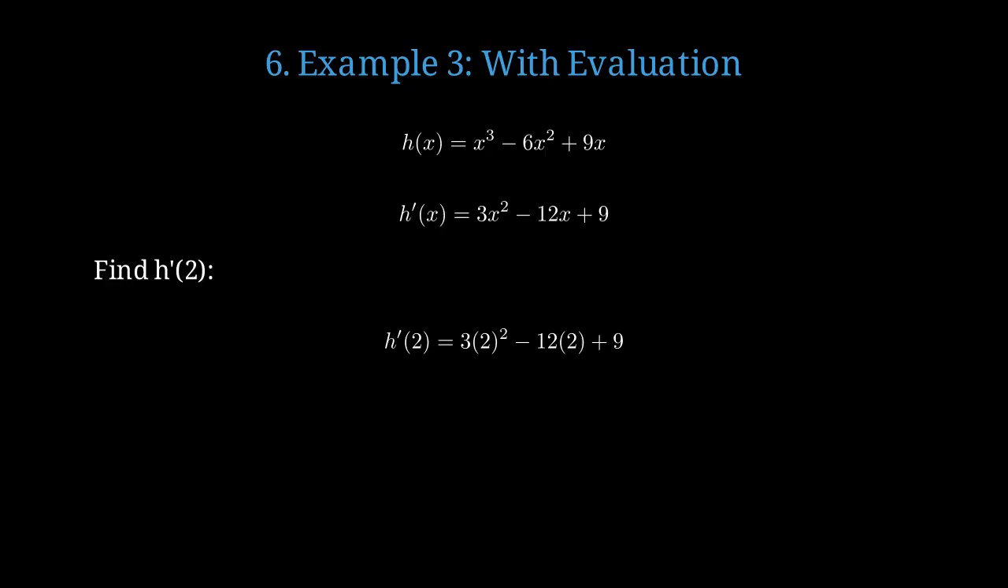Substituting 2 for x, we get 3 times 2 squared minus 12 times 2 plus 9. This simplifies to 3 times 4 minus 24 plus 9, which equals 12 minus 24 plus 9, giving us negative 3. Let's look at some special cases to remember.